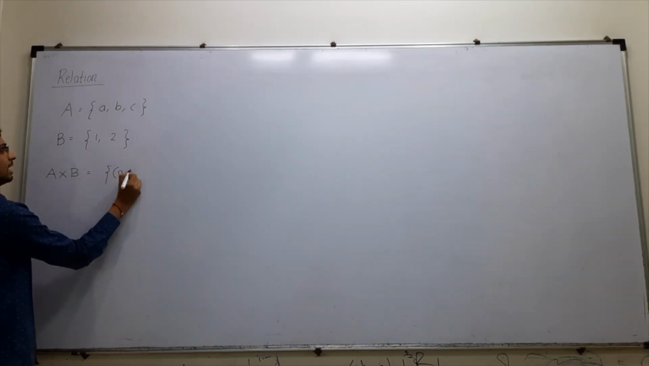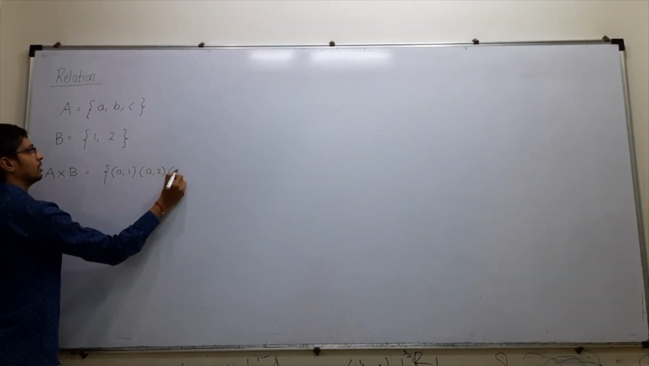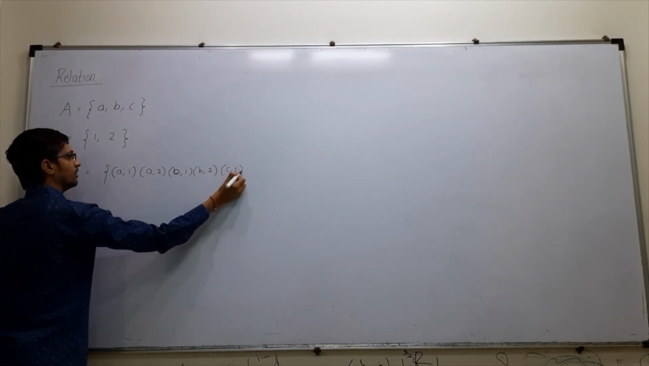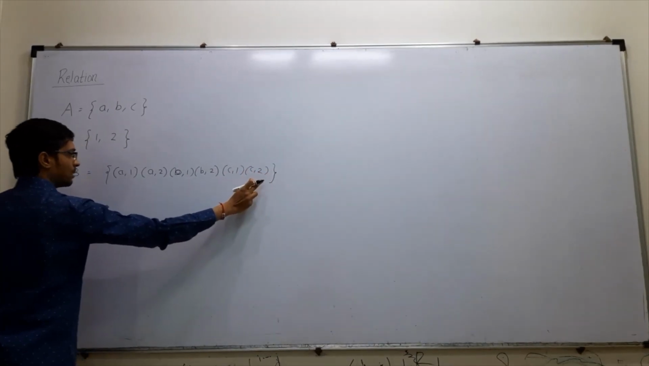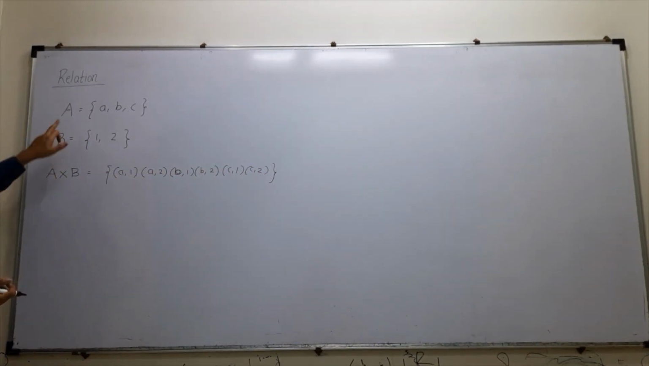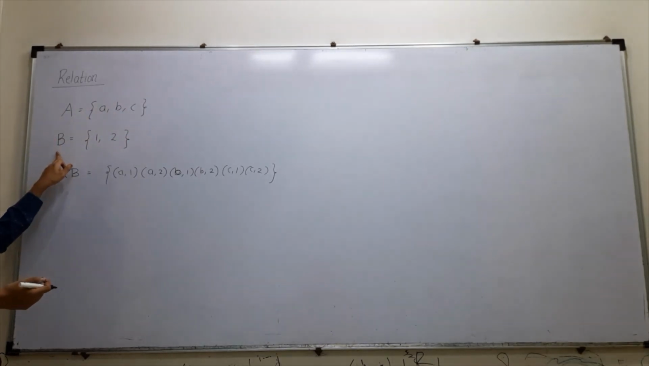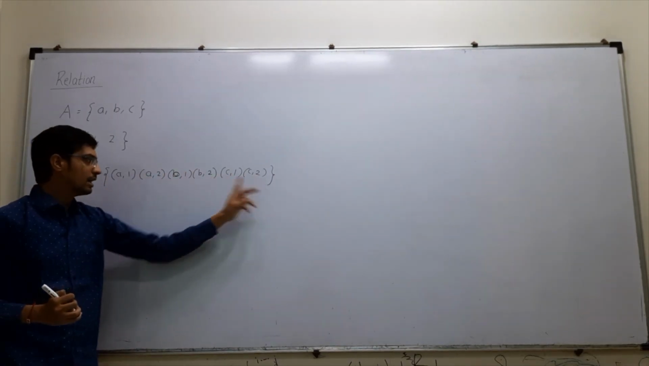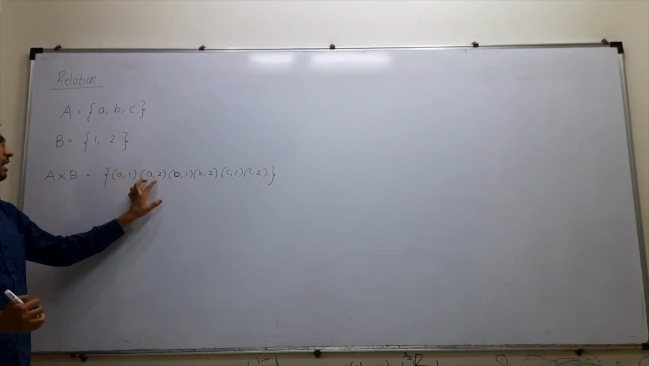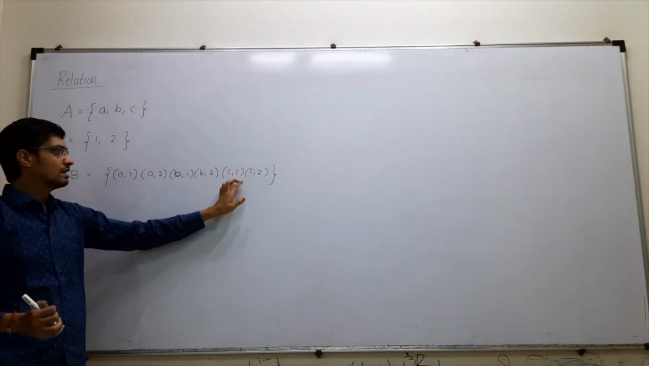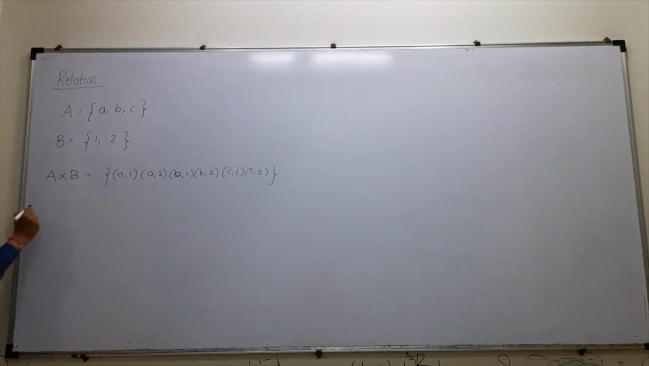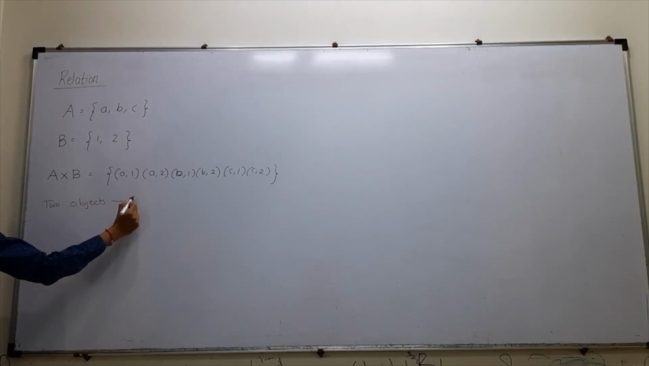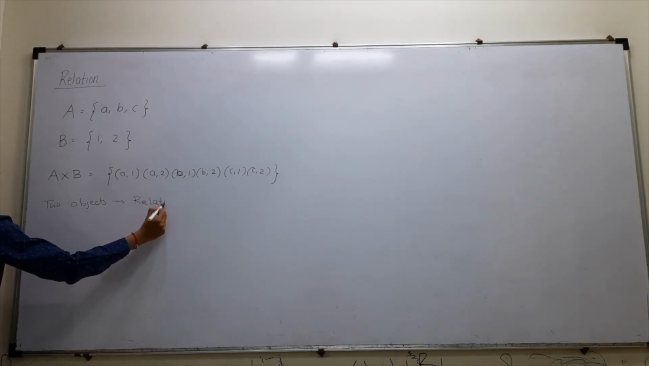What will we get? A1, A2, B1, B2, C1, C2. So see, I am getting 6 elements. That is nothing but the number of elements of set A times the number of elements of set B. If you observe, every member has two objects: A1, A2, B1, B2, C1, C2. So when I talk about two objects, minimum two objects, and if they have connectivity, it forms a relation.